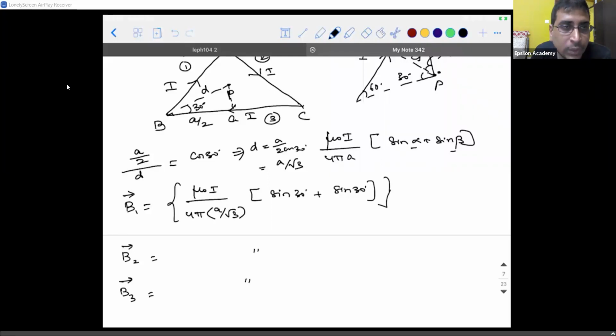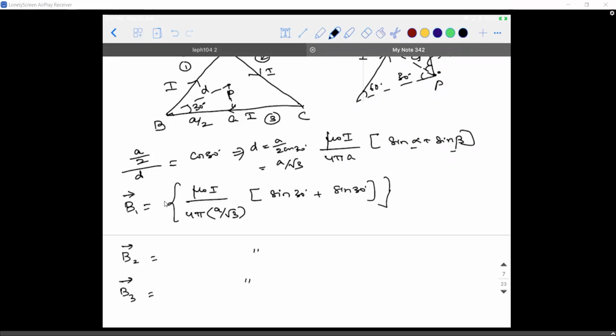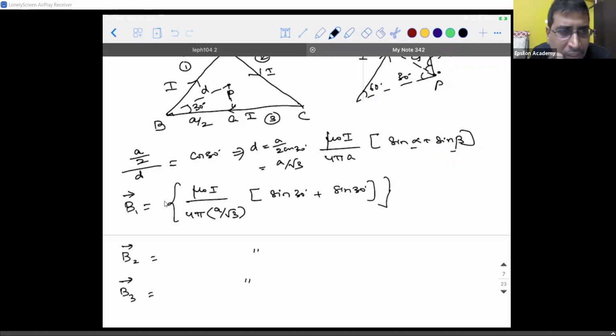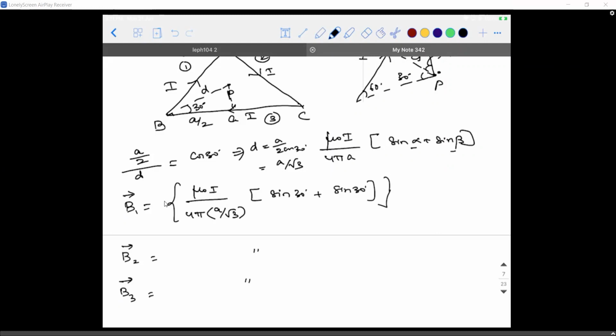Use a right hand thumb rule and tell me. Everything is out of the plane, sir. Is it so? Think again. Towards the plane, sir. Inwards. It's not toward, it is into the plane.